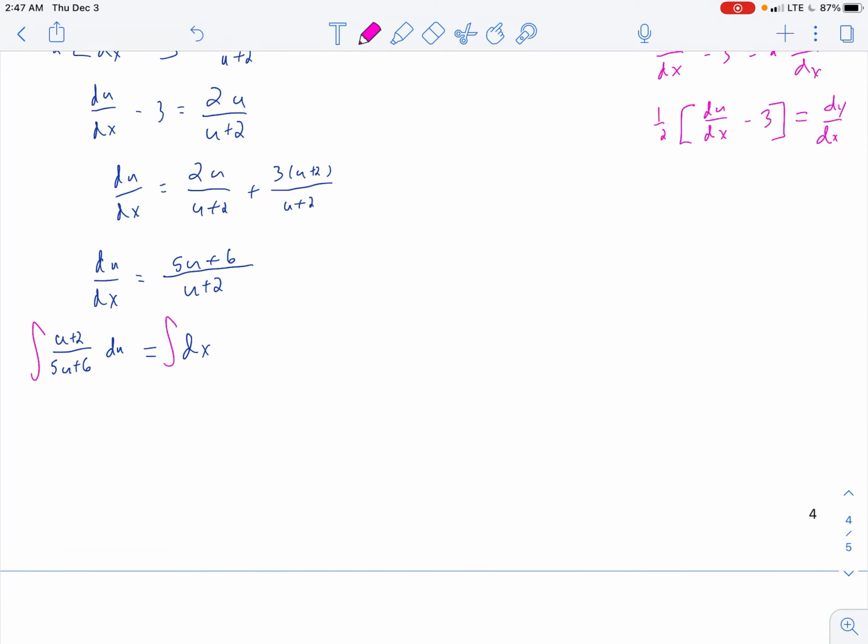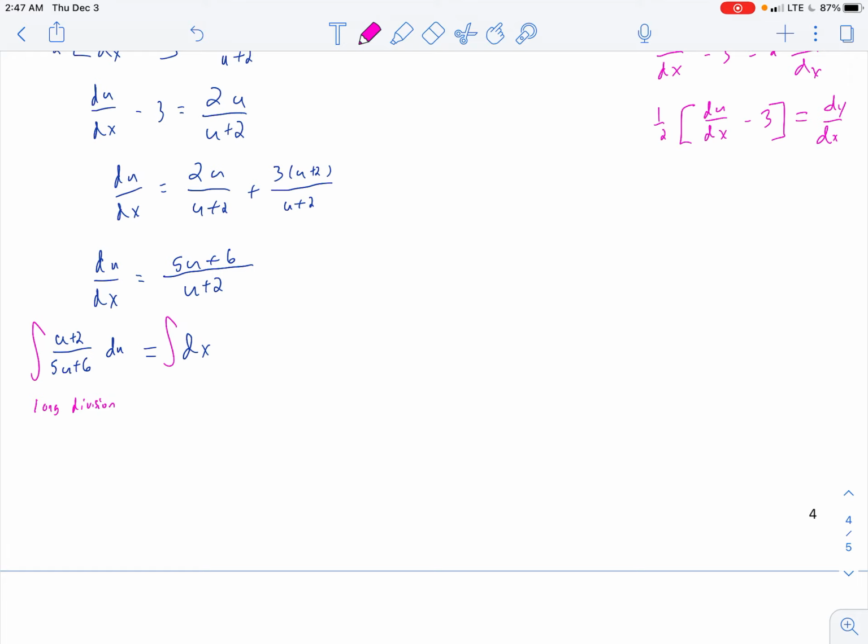But in order to do that, I'm going to be using some long division to break down my fraction over here, (u + 2)/(5u + 6). Because they are of the same degree, u to the first power and 5u to the first power, I can use long division. So to simplify this, I'm going to use some long division. This is a technique that I'm pretty sure you learned in Calc 2 to simplify your integral.